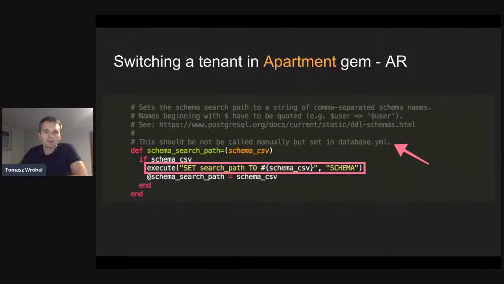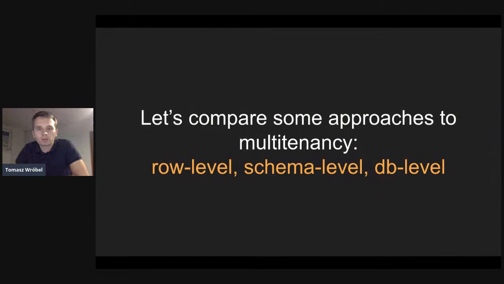Okay, let's compare some of the approaches to multi-tenancy. Let's take the row level that I talked about at the beginning, where you just have the tenant ID column in each of your tables, and you append where clauses to your queries. Then you have the schema level, where each tenant has its own set of namespaced tables in the shape of a PostgreSQL schema. And let's say a DB level, which is, I would say, not really practical, but for the sake of comparison, let's keep it there. Where in the DB level, each customer would have its own database.